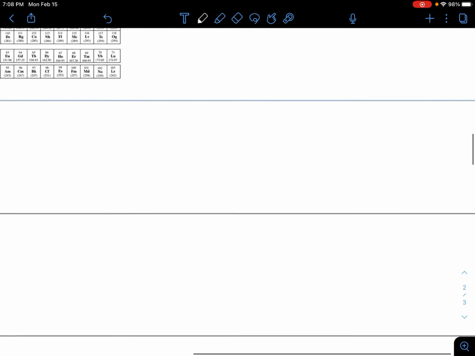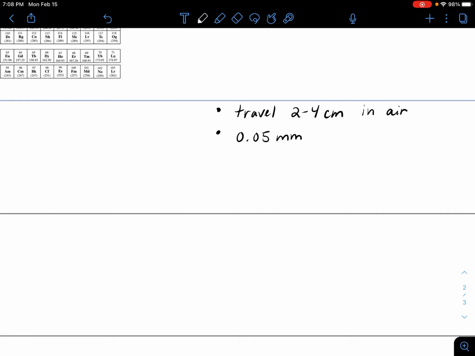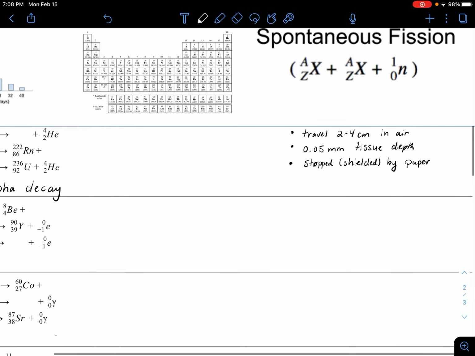So the first thing I'm going to do is just bullet off some things about alpha decay or alpha particles. Alpha particles can travel about 2 to 4 centimeters in air. So they really can't travel very far in air. And then the tissue depth, if they were to collide with you, is only about 0.05 millimeters. And then last but not least, how do you stop an alpha particle from colliding with you? It is stopped by, or shielded by, just paper or clothing.